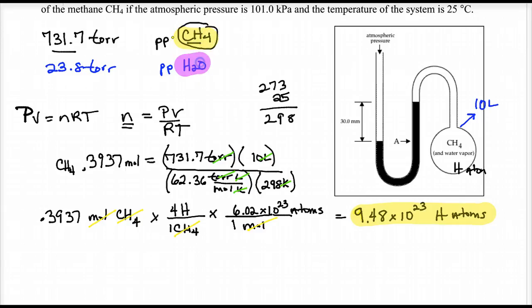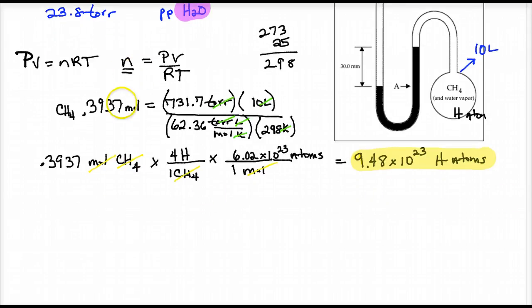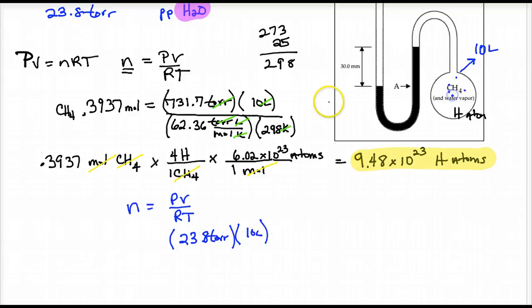Okay, but we want the water. So we do the same thing for the water because we're going to add them together. So we do water, and we know that n is equal to PV over RT. And we know the pressure is 23.8 torr. That was from the tables. The volume is still 10 liters, because both gases were flying around in 10 liters. It's a big mistake people make. They think that they take up a partial volume. No, they actually fly around the total volume, so it's 10 liters.